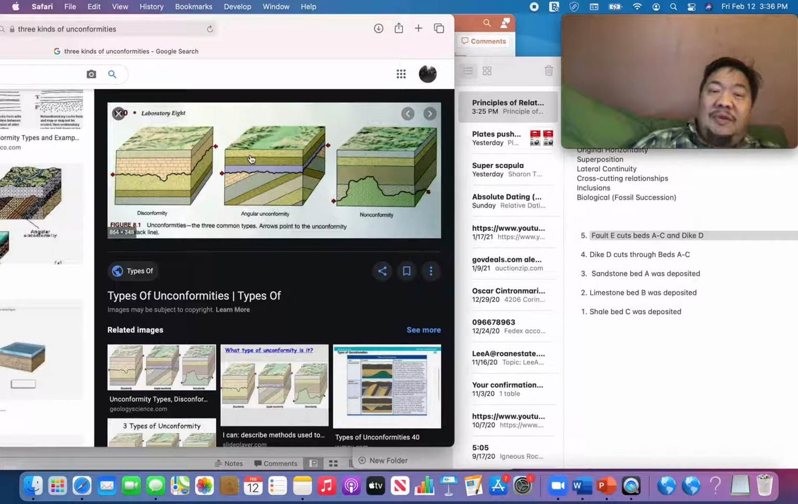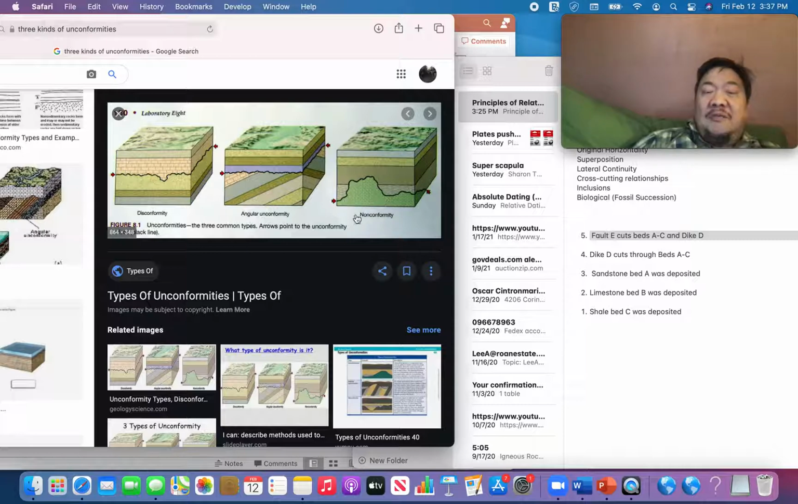Sedimentary beds above the unconformity are horizontal. They're flat beds. So, they are dipping in different directions. Sedimentary beds you have above and below the unconformity surface, but they are dipping in different directions. We call this an angular unconformity. Again, the stipple pattern means igneous rocks.